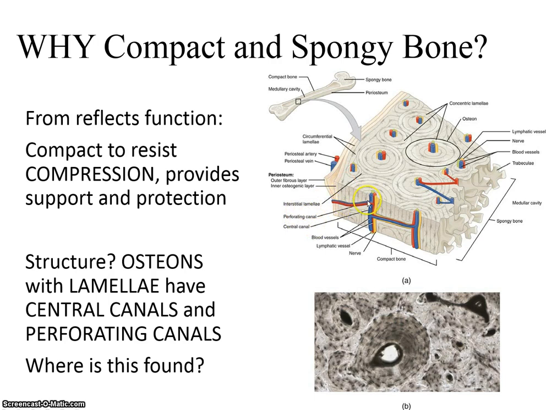These are perforating canals, sometimes called Volkmann's canals, and they branch again to produce central canals, and perforate again to central canals. Compact bone is going to have a whole lot of this. Now, compact bone is there to basically resist compression. This is the support, it's the columns.